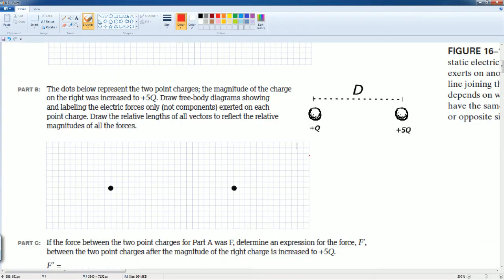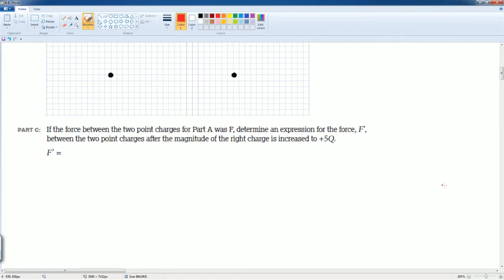Now you have this scenario. They have the same charge, so this is going to repel. But this time, this one is stronger because it is 5Q. Now we're going to draw the forces to reflect the electric field. Before we do part B, I would like to do part C first to show you the math for it.